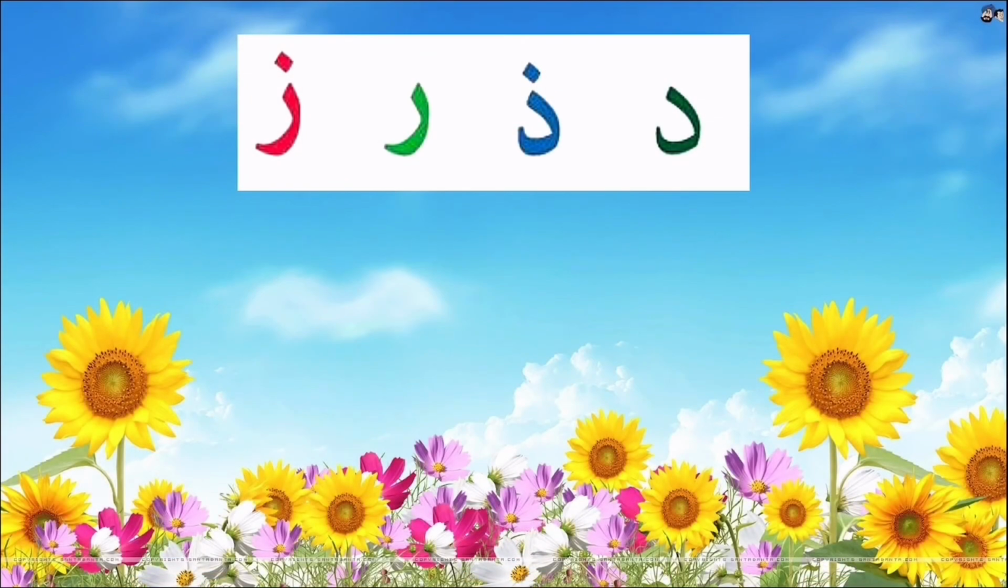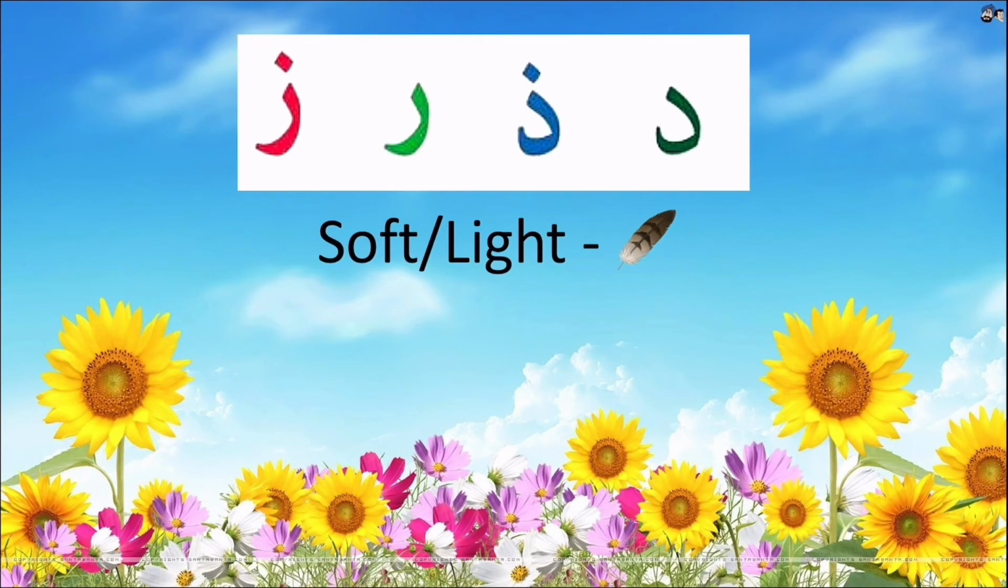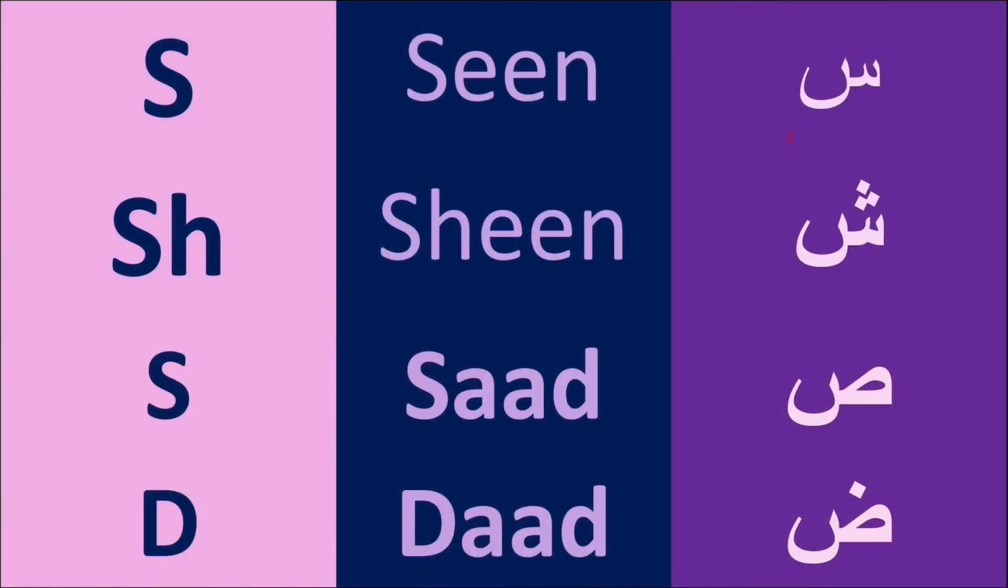Dal, zal, ra, za. These are all soft, light letters. We have to pronounce them in a simple manner like apple. Dal, zal, ra, za. Next letter is seen. Seen. It sounds like S in English. Next is sheen. Sheen. It sounds like SH in English.